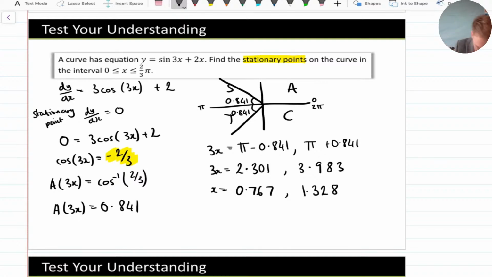Now I do need to be careful again of my limits and boundaries because I need them to be between 0 and 2 pi over 3. I'm going to just write it as a decimal so I can see what it is. So 0 is less than or equal to x is less than or equal to, what is 2 over 3 shift pi? Let's write it as a decimal so I can see it.